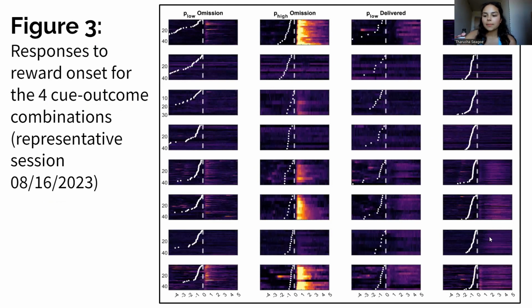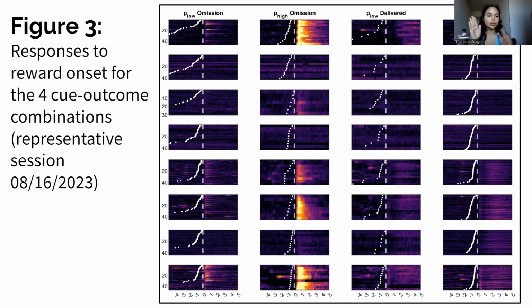This is a representative day, but I promise they really did follow this trend from day to day throughout training. It's looking at the low probability cue met with the omission outcome, and then the high probability cue with the omission outcome. And these are delivered with the same probabilities respectively. So essentially what we're seeing here is that there's a huge increase in activity comparatively following the high probability cue and then the omission response.